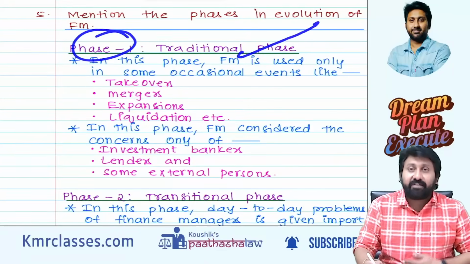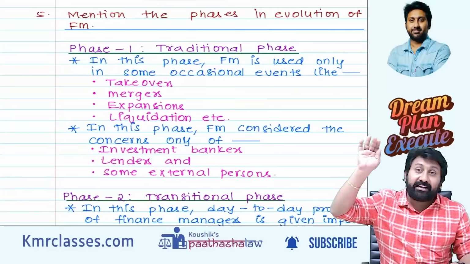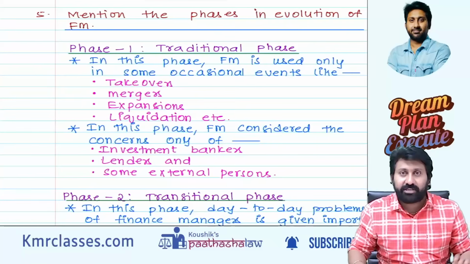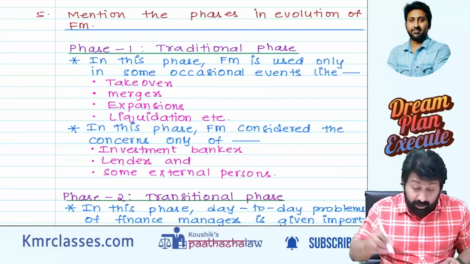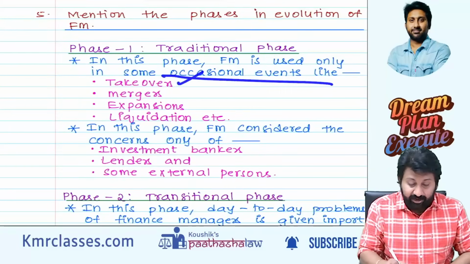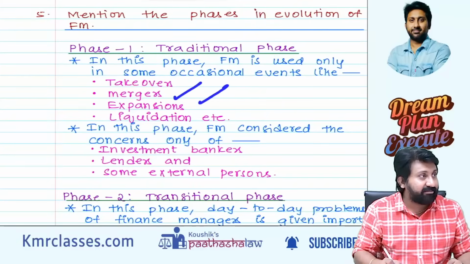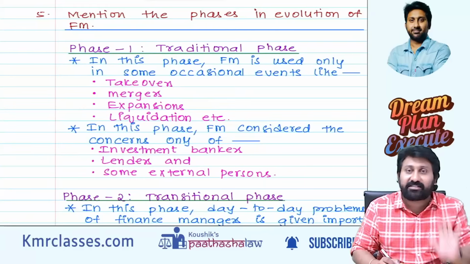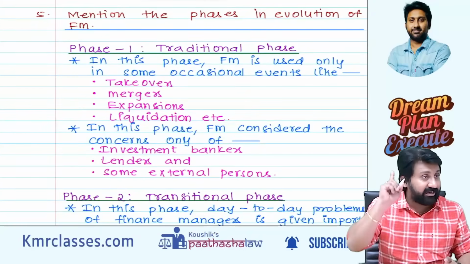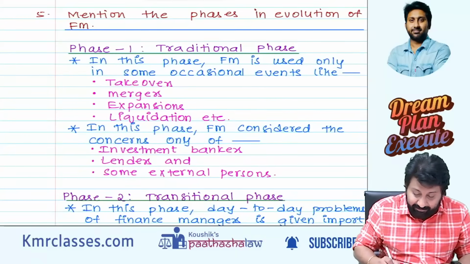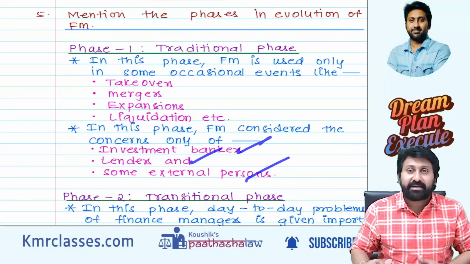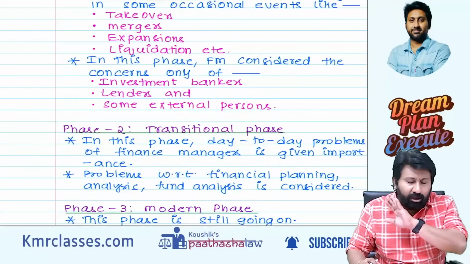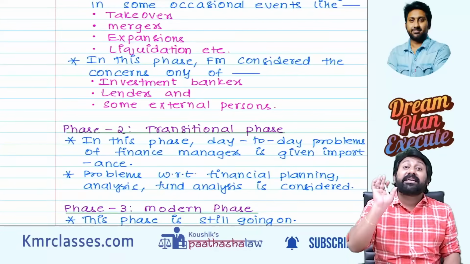Phase 1, the traditional phase. In the 1910s, 20s, 30s, financial management was some alien subject. A normal person would not use it. It was used only in occasional events like takeovers, mergers, acquisitions, liquidation. At that time people used it to have knowledge of financial management. In normal times, finance had no relevance. FM was considered by investment bankers, lenders and some external persons like chartered accountants, not a normal person like you and me. Normally financial management is not used in the traditional phase.